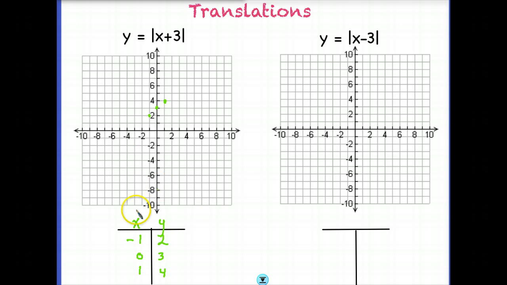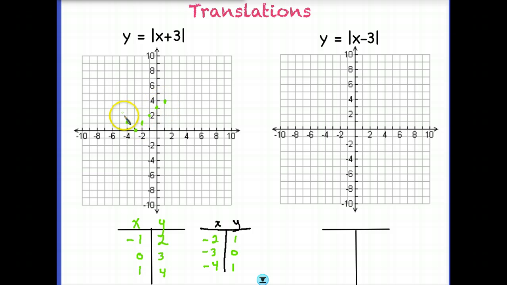So let's choose some more points. Let's go ahead and lengthen our table, so we'll put some more values over here. And let's choose a -2, a -3, and a -4. So -2 plus 3 is just 1. -3 plus 3 is 0, and -4 plus 3 is -1, but we all know that just becomes +1. So we have -2, 1 here, we have -3, 0 here, and we have -4, 1 here.